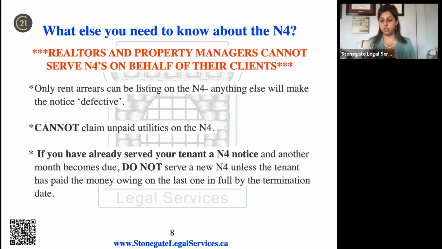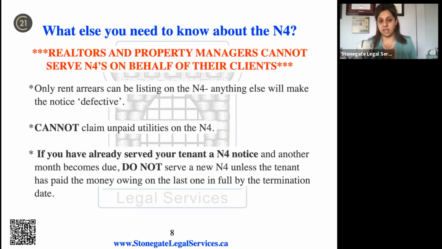So what else do you need to know about the N4? Remember, anytime I give a presentation, I give you the information that you need to know, just the general information, but the important sections of the notice or requirements of the notice. One of the requirements of this notice is that only rent arrears can be listed on the N4. That's it. Anything else will make this notice defective.